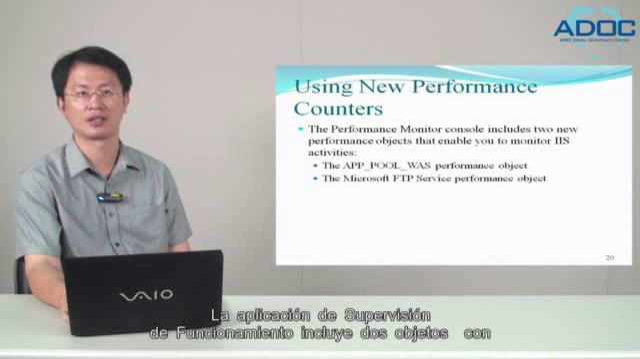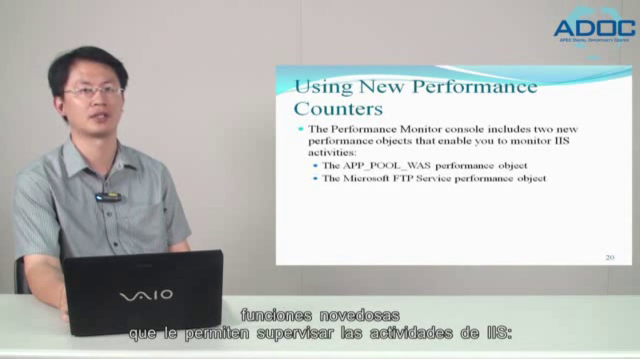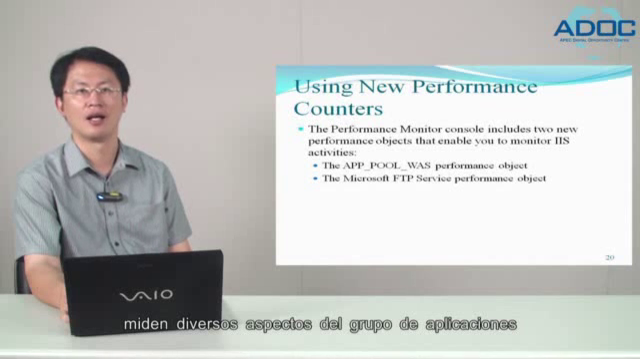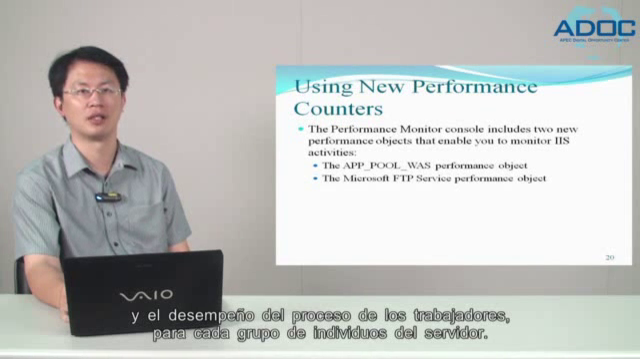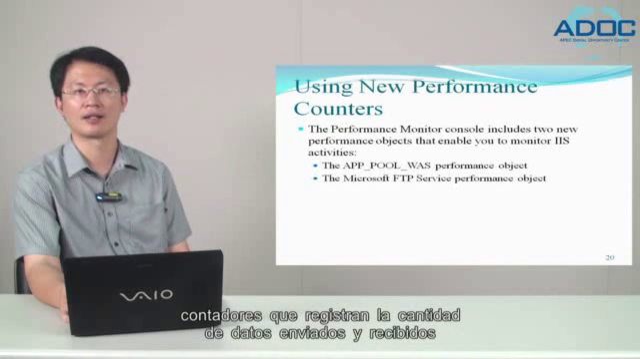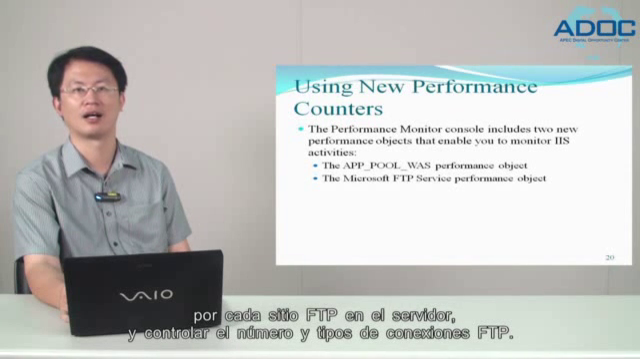The Performance Monitor console includes two new performance objects that enable you to monitor IIS activities. First, the APP_POOL_WAS performance object includes counters that measure various aspects of application pool and worker process performance for each individual pool on the server. And second, the Microsoft FTP Service performance object contains counters that track the amount of data sent and received by each FTP site on the server and monitor the number and type of the FTP connections.